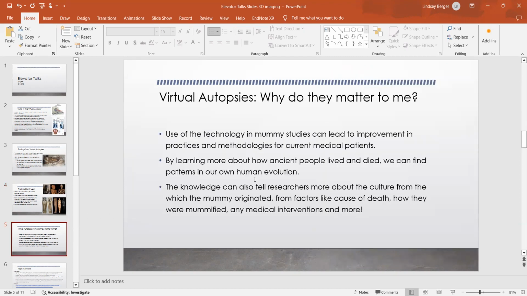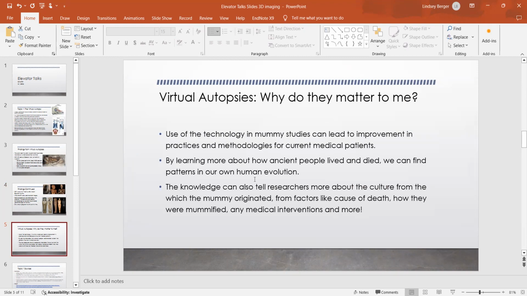Most of us are not going to study Egyptology in our lives, and neither is the general public. So why do they care? Well, fundamentally, we can learn a whole lot about the human condition. By doing these virtual autopsies, we can learn more about human history, paleopathology, and how people took care of themselves during life and even death in the ancient world.